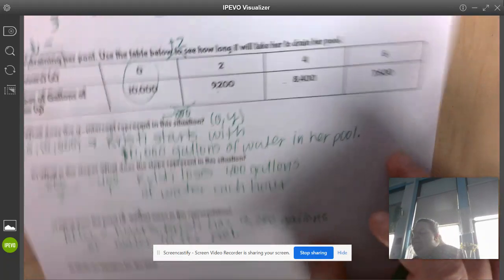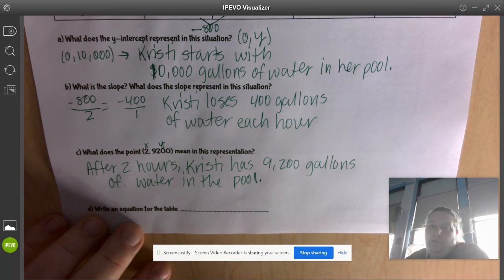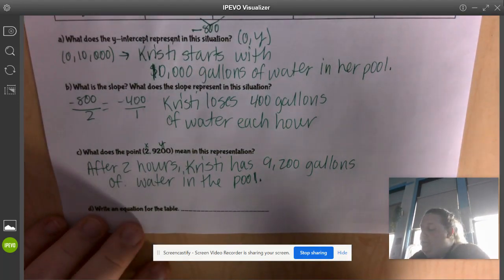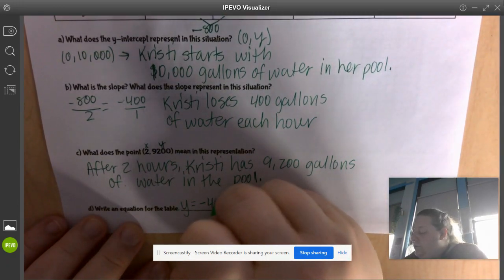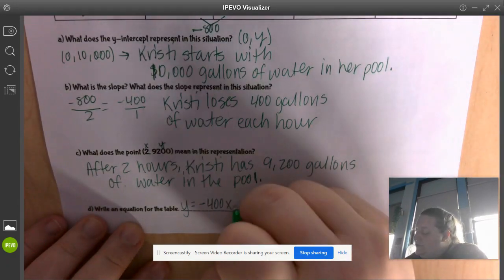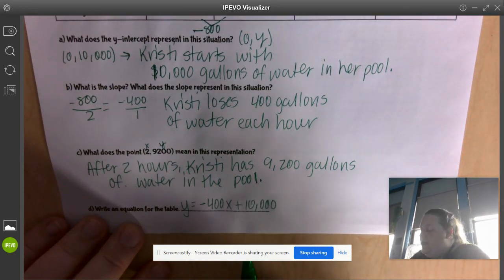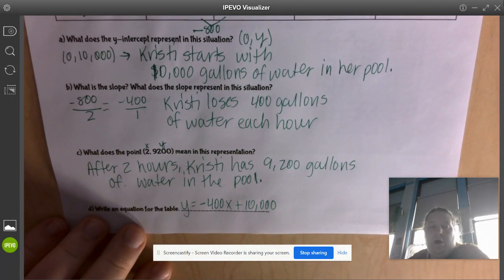All right. Last but not least, write an equation for this table where we've already done the work for it. We have our y-intercept 10,000. We have our slope of negative 400. So y equals our slope times x plus our initial amount. So she started with 10,000 gallons and she's losing 400 gallons an hour. So that would be our equation.